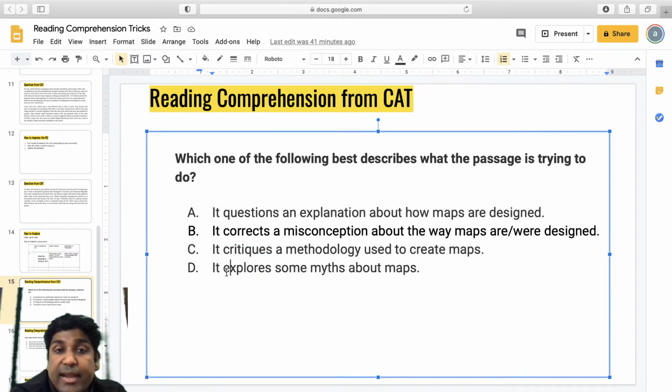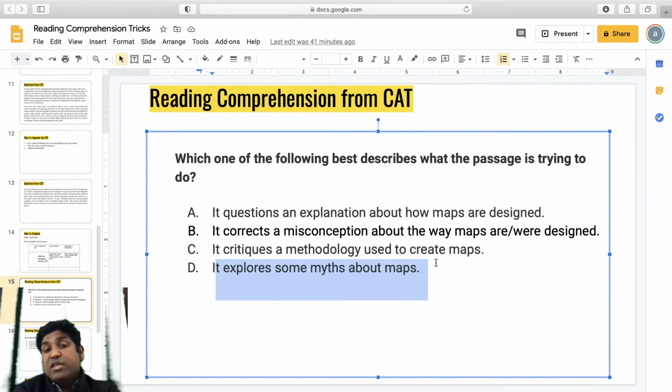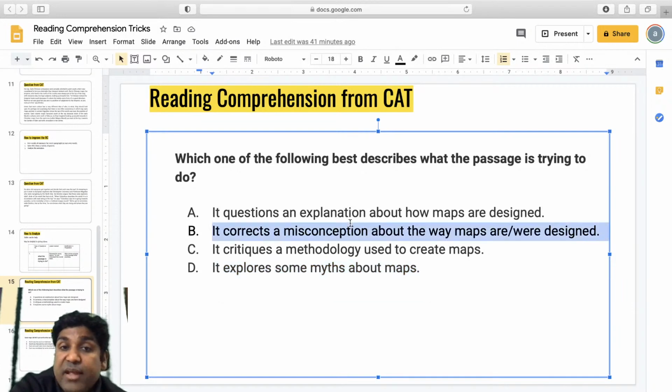D is, it explores some myths about maps. So did the passage anywhere mention any myths? Nowhere mentioned. The only right option is B, because it corrects a misconception that probably maps have always been like this. The maps were not like this. Maps were not properly designed.